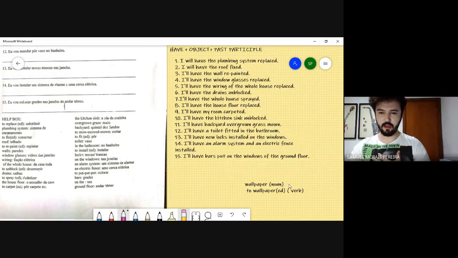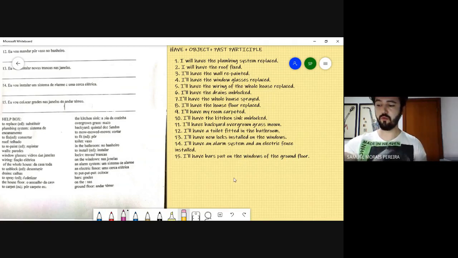Well, guys, so these are the sentences, okay? So I'll have bars put on the windows of the ground floor. Now, well, we finished, right? Homework correction. Now we're gonna move on, okay? I'm gonna use the same exercise to call your attention to something else, okay? I'm gonna talk about something that I think you all know now, but I want to go deeper, okay? I want you to really understand a special construction we have in English, okay?